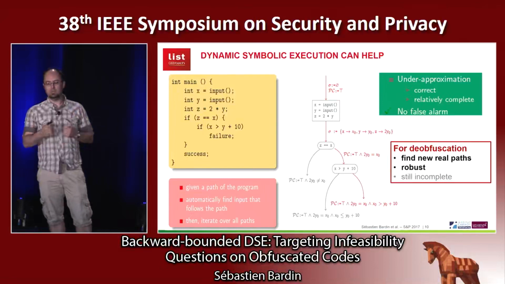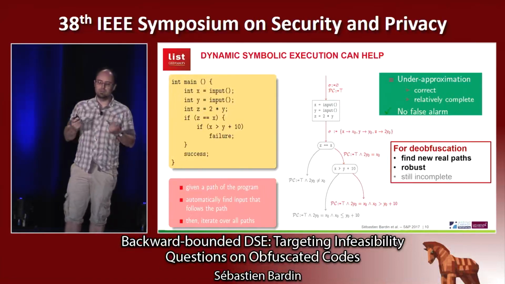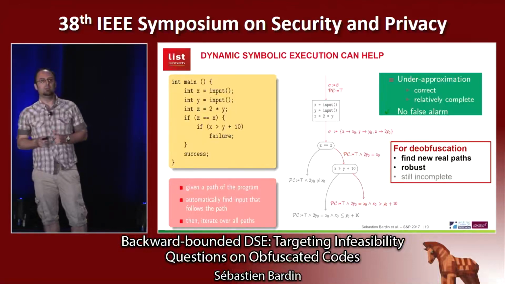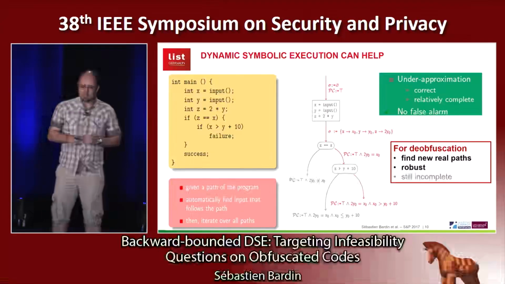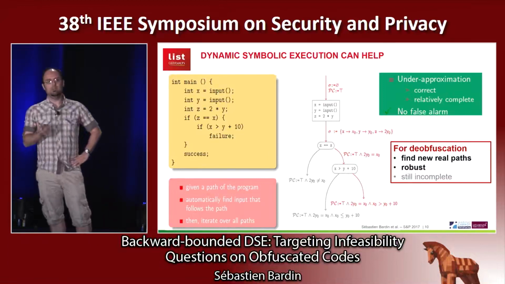And naturally, it can be used in deobfuscation because with each new input, you will find a new real execution path. And it's very robust because there is this dynamic part. So it's kind of dynamic analysis on steroids. It's quite good to find new parts and to complement dynamic analysis, even if it's still incomplete.